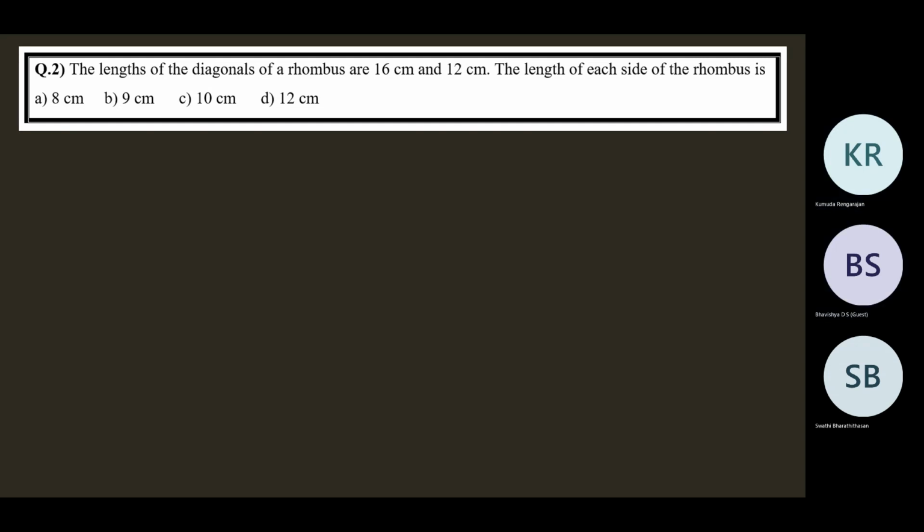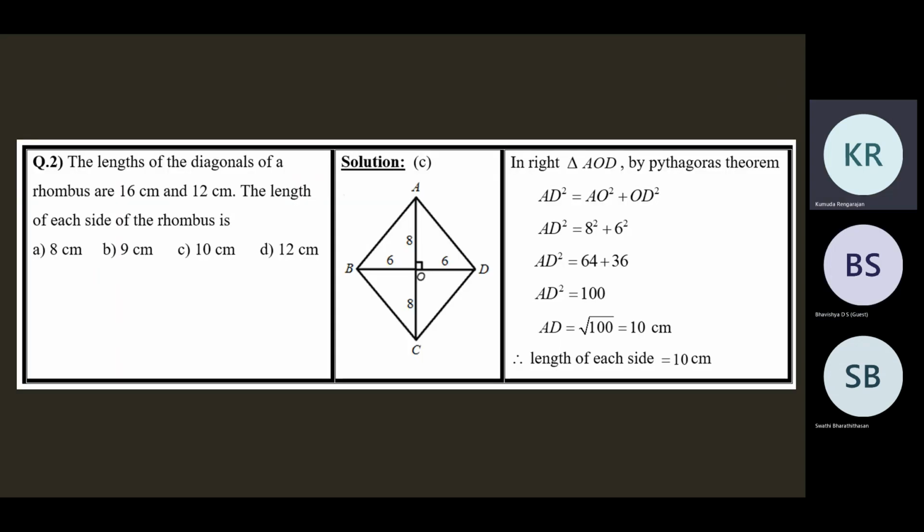Bhavishya? Ma'am, 10 centimeter. Okay, fine. So the diagonals are 16 and 12. So it will be 16, so 8 and 8, 8 and 8, 12, so 6 and 6. Now we know that the diagonals of a rhombus are perpendicular to each other.